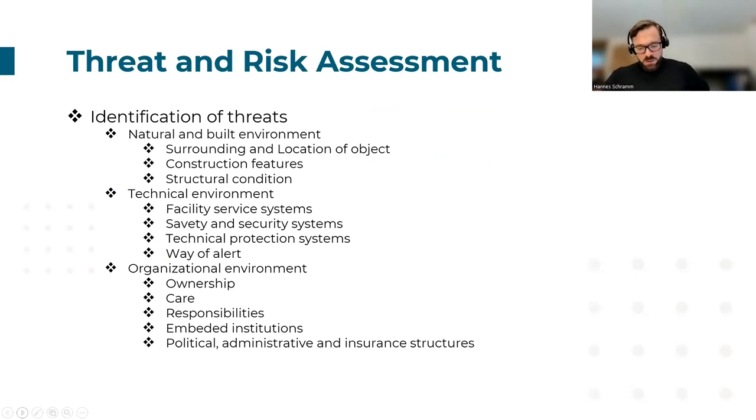The next part we're going through is the threat and risk assessment. So after we set our priorities, regarding them, we can determine the threats which most likely will affect these prioritized collection or object. This one has to be conducted regularly, and for sure also after an incident.